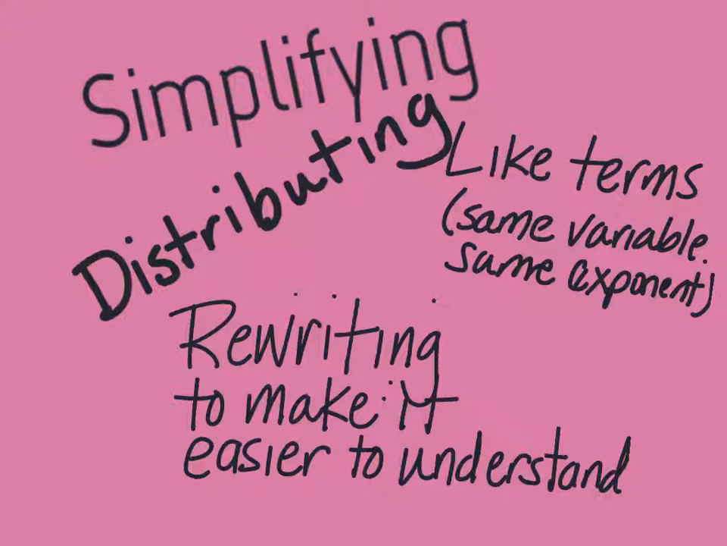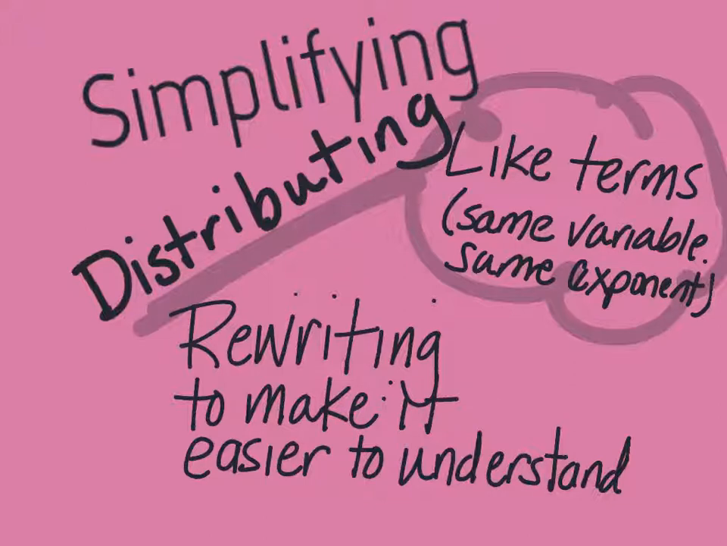Sometimes you might need to simplify one side to make it easier, and simplifying might include distributing. It might include combining like terms on one or both sides. Or maybe you don't like the way it's written, so you rewrite it to make it easier to understand. And I'm going to give you examples for each of those.